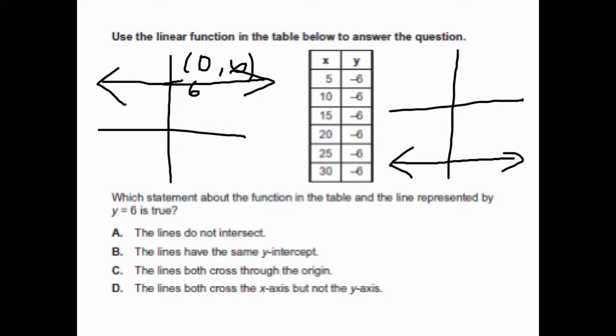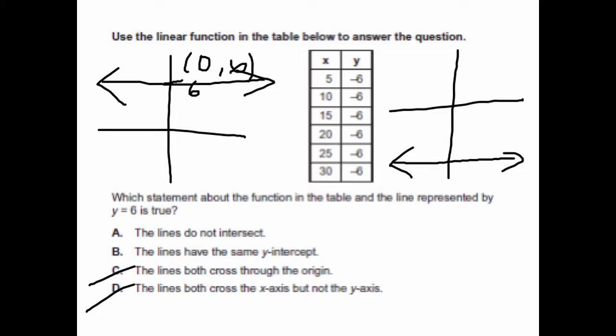Which statement is true? The lines both cross the x-axis but not the y-axis. That is not true because neither of them cross the x-axis. The lines both cross through the origin. Also not true. The lines run parallel to the origin. The lines have the same y-intercept.